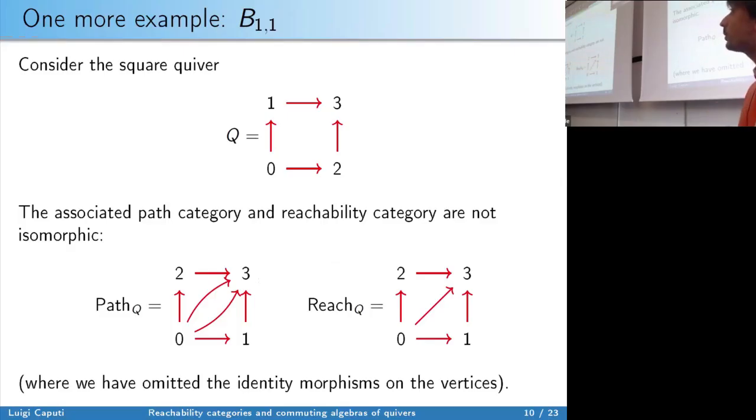So if you start instead with the square quiver, where we have 4 objects and 2 different ways to go from 0 to 3, let's say 0, 1, 3 and 0, 2, 3, then the path category associated to this quiver has 2 different ways to go from 0 to 3, and these 2 morphisms are not the same. Whereas in the reachability category, where we are collapsing all possible paths with the same source and target, these 2 ways become just 1 morphism. And this is the main difference between the 2 categories. And in fact, they are not isomorphic and not even equivalent.